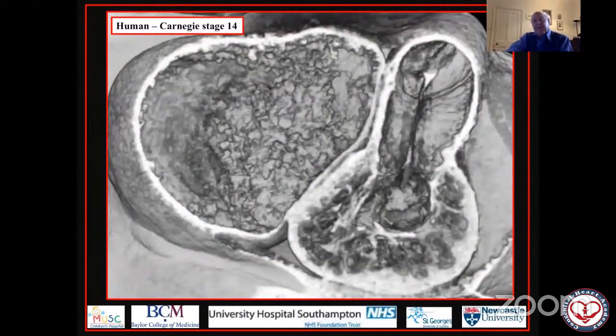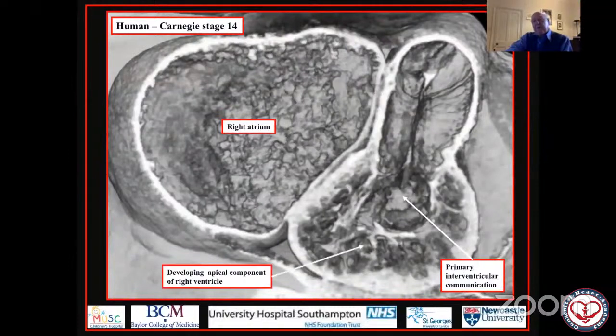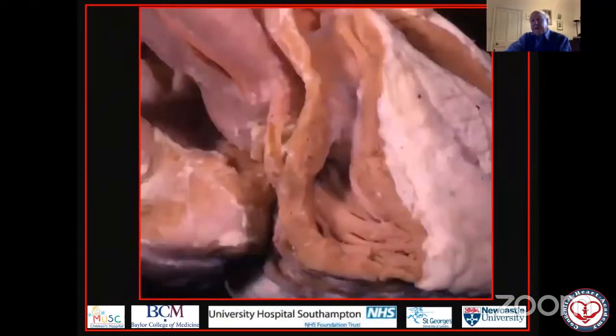So this is what that developing right ventricle looks like when you slice off its parietal wall and look at it from the front. So that is the cavity of the right atrium. There you see en face the primary interventricular communication, and we can very nicely now see the apical part ballooning from the outlet of the loop, and we see that the developing right ventricle is supporting the entirety of the outflow tract. Now, I hope you will recognize the similarity with what I've shown you of that small chamber in the setting of tricuspid atresia.